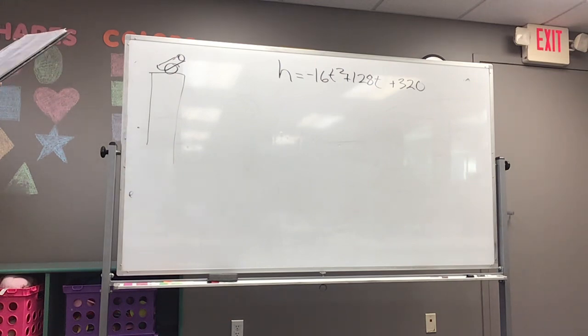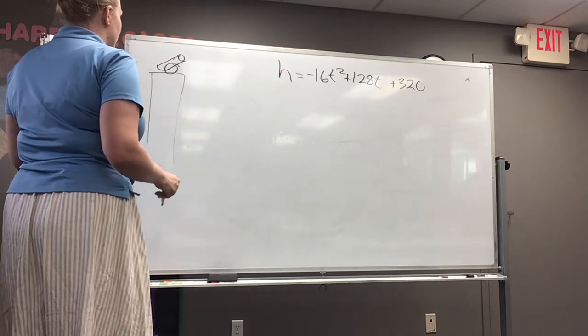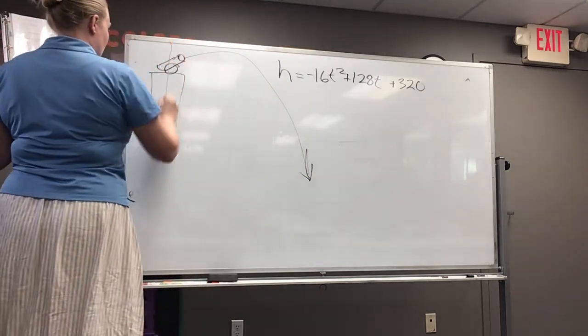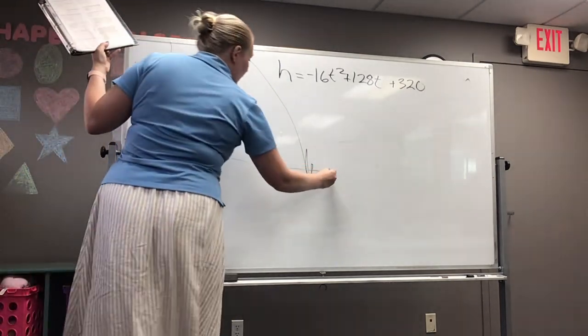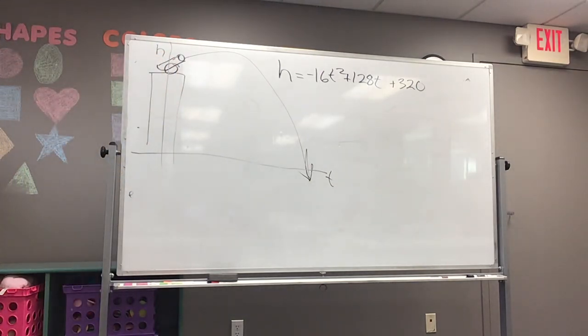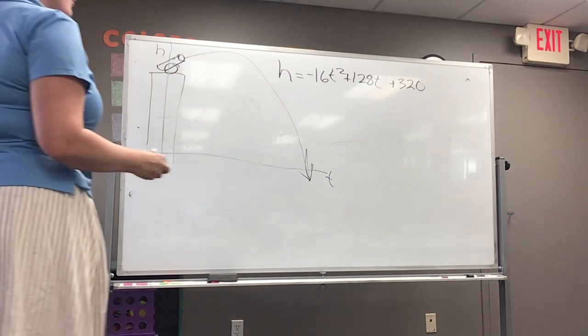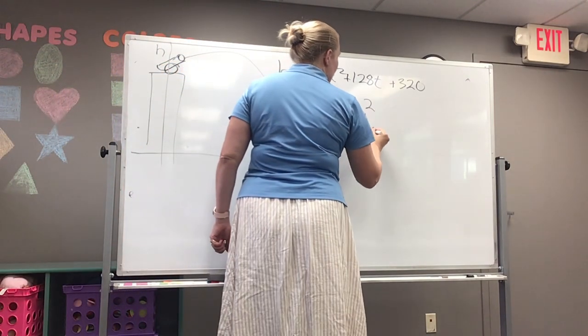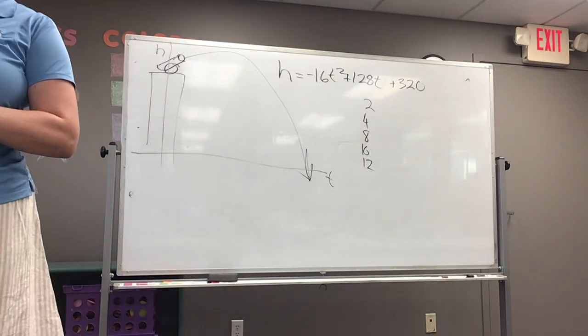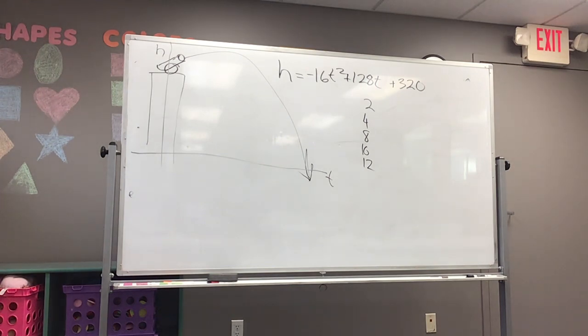After it is launched, how long will it take the projectile to hit the ground? So, we have t seconds, we have height. How long will it take to hit the ground? And the options are 2, 4, 8, 10, and 12. If you are comfortable with the graphing calculator at all, I would encourage this one as a graphing calculator problem.